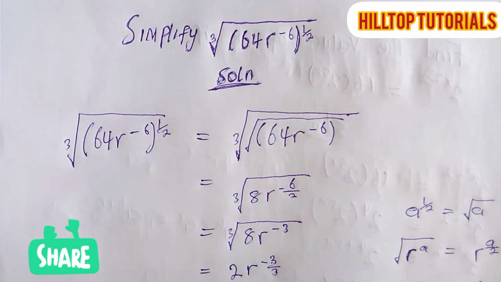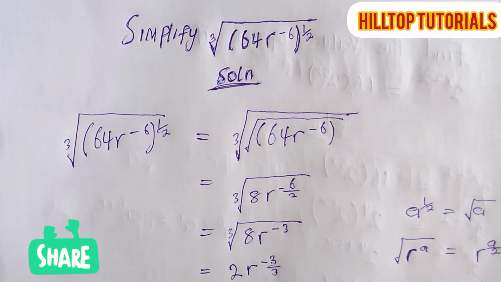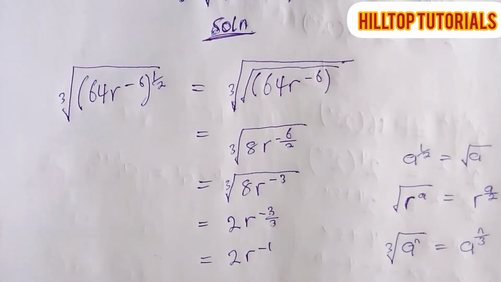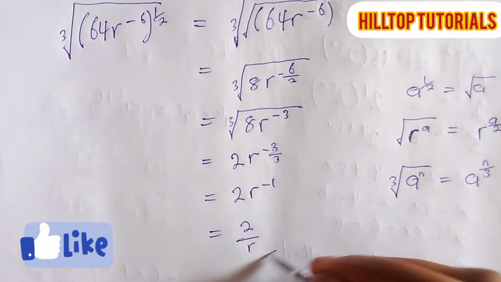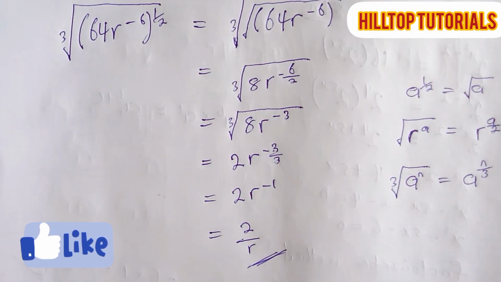So, we have r raised to the power minus 1, which is the same as writing 2 over r. This is our answer that we got from this simplification.